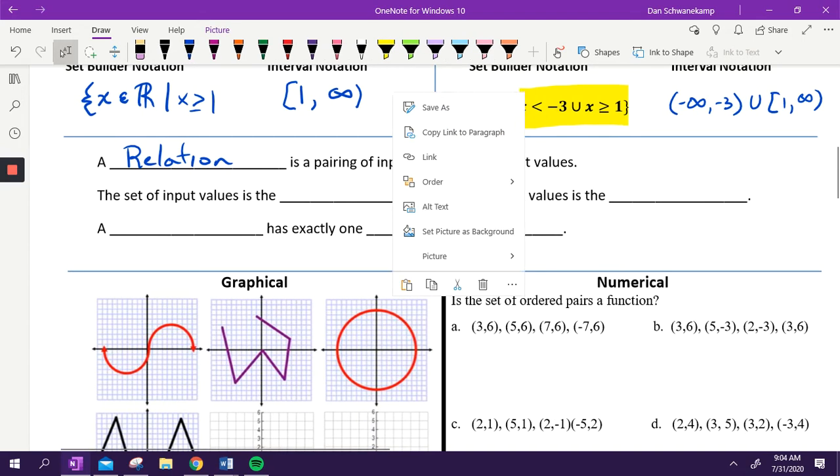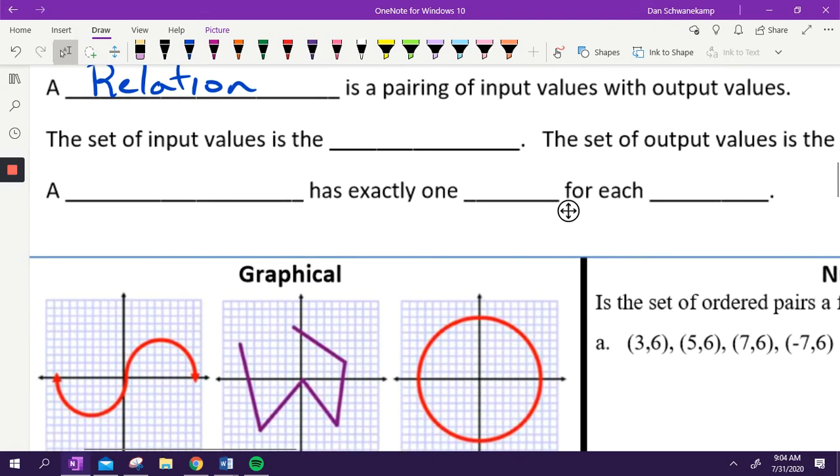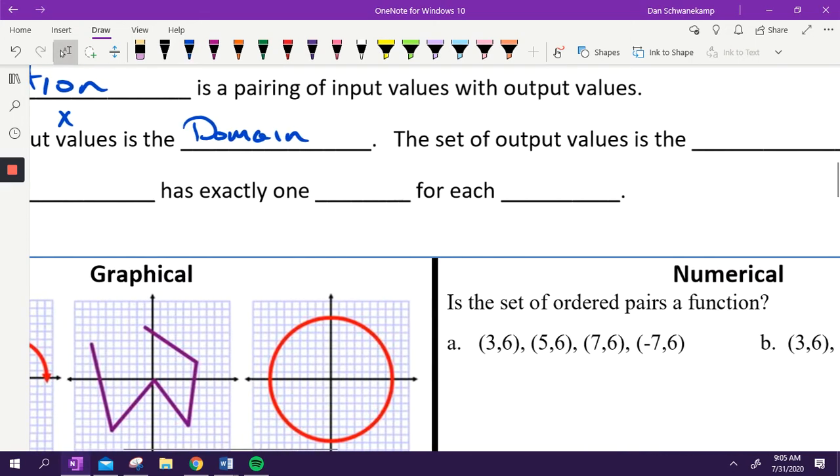It's funny. The set of input values. So normally when we plug into a problem, the input values, the x values, is going to be the domain. And the set of output values, the y values, is going to be the range.